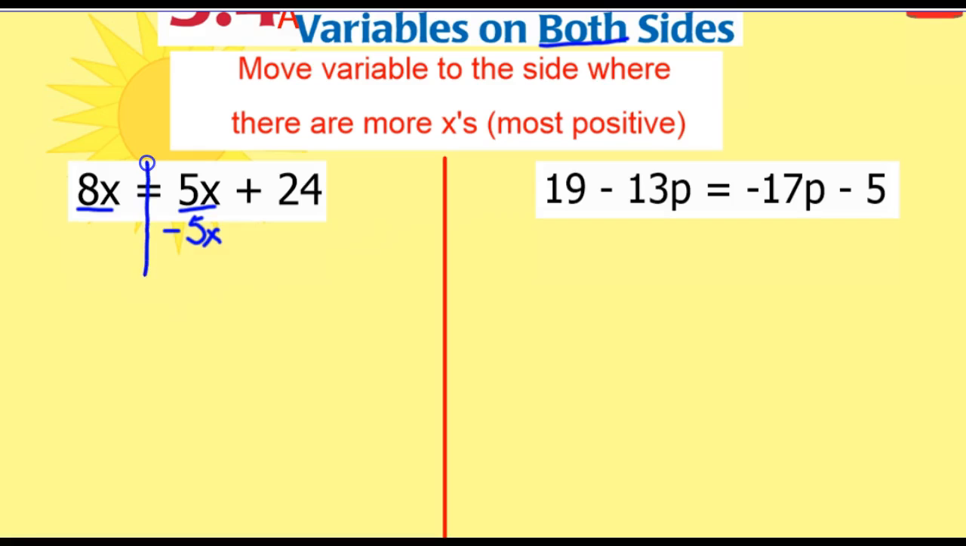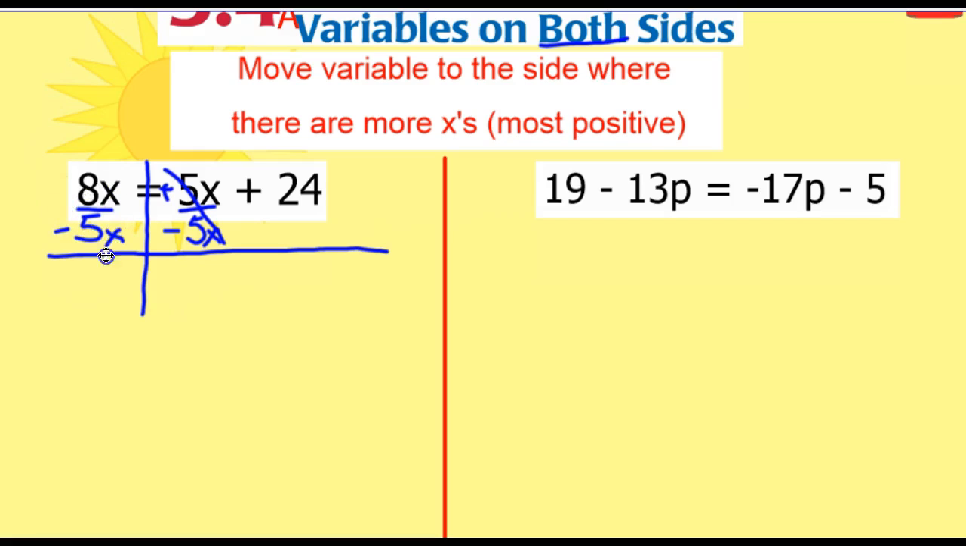Now the reason I'm subtracting that is because the 5x is positive. So if this is positive, the opposite is minus. So I'm going to subtract to get rid of those 5x's. Now, I'm not getting rid of them completely. I'm just moving them to the other side. So I'm going to subtract 5x from here as well.